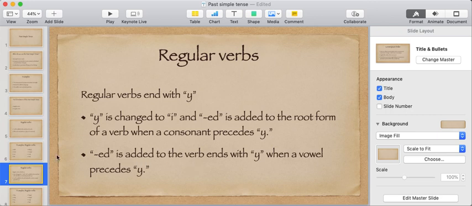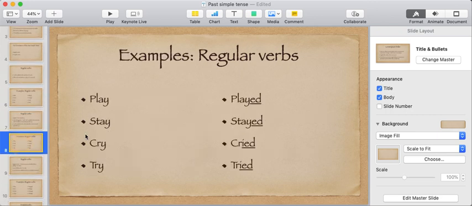What do you mean by that? Let's have a look at the examples. See the word play. You see, a vowel precedes the y. So we add ed: play, played, stay, stayed. But cry, when you see this, it ends with y, but a consonant precedes the y. So we change y into i and we add ed: cry, cried, try, tried.